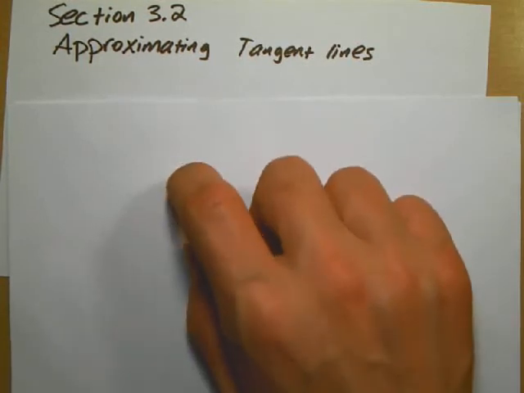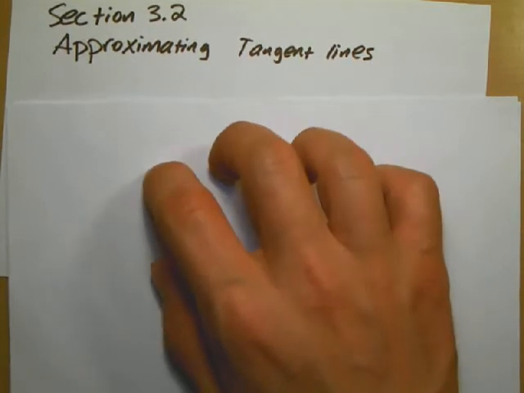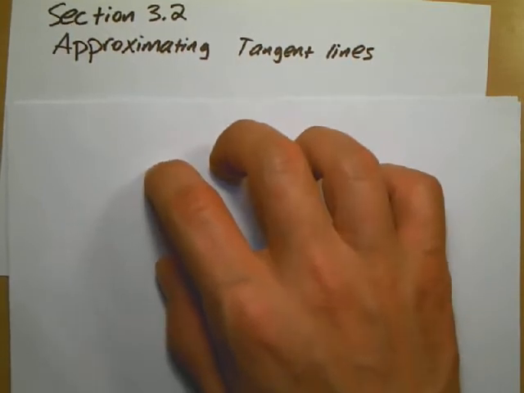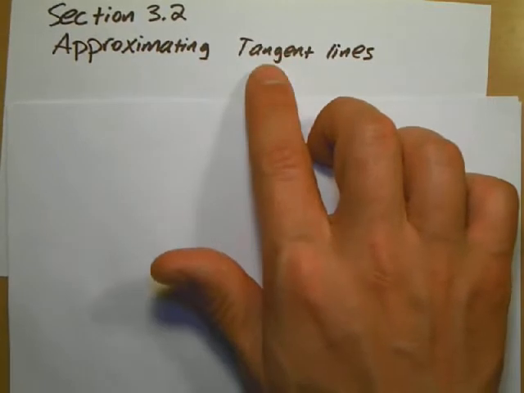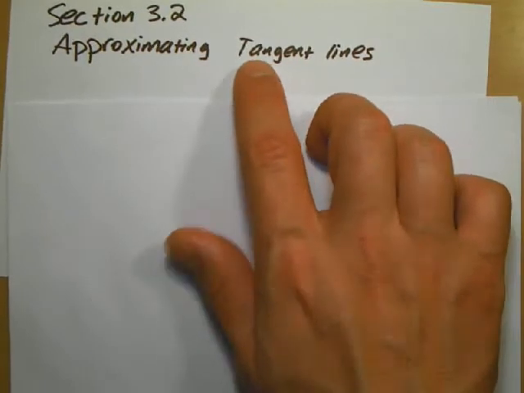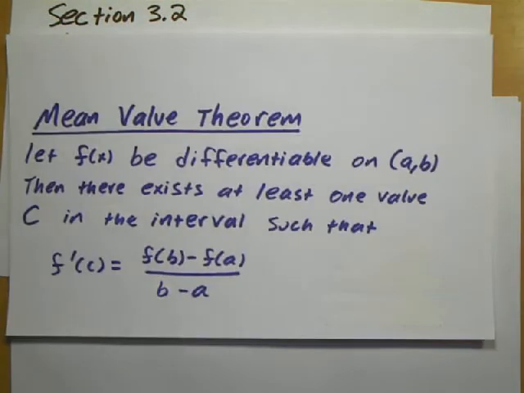This is section 3.2, approximating tangent lines. These types of problems are not going to be given an exact equation or a function to work with. You're going to be given a data table of values, and you have to approximate tangent lines and derivatives with a table of values. And something that comes up a lot is called the mean value theorem.